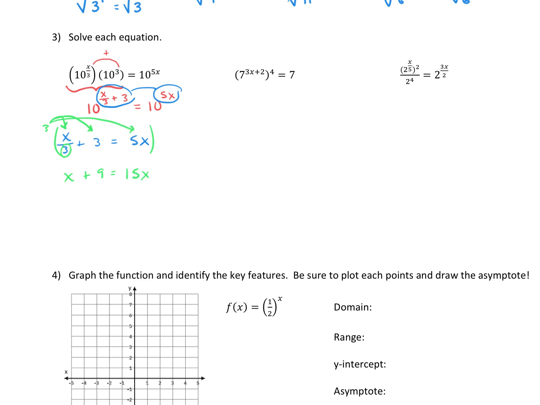All right, now solving for x, let's just get those x's to the same side. So we have 9 is equal to 14x, and then our last step, we're going to divide by 14. 9 does not divide by 14 evenly, so we're just going to leave that as a fraction, 9/14.